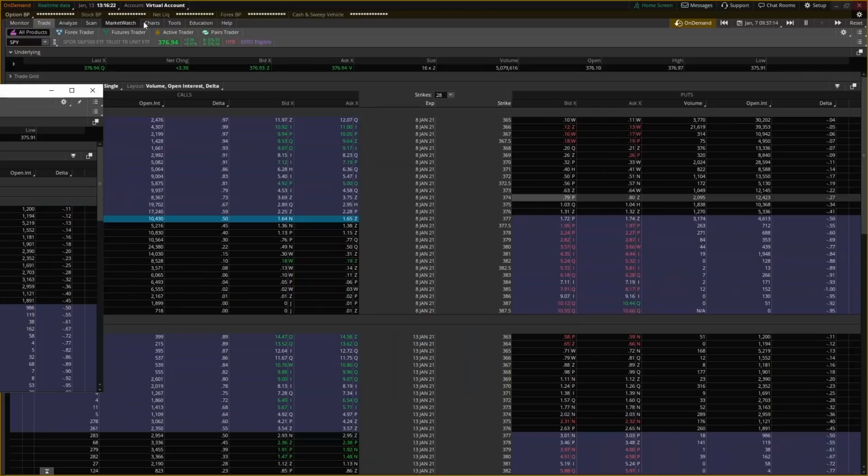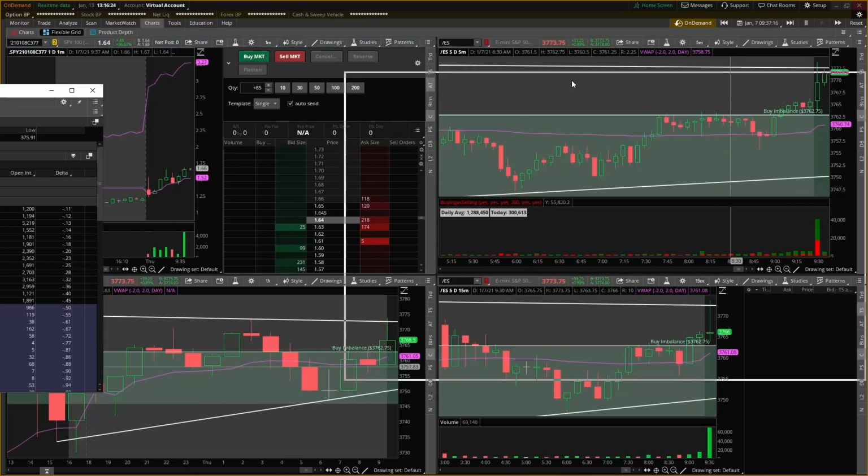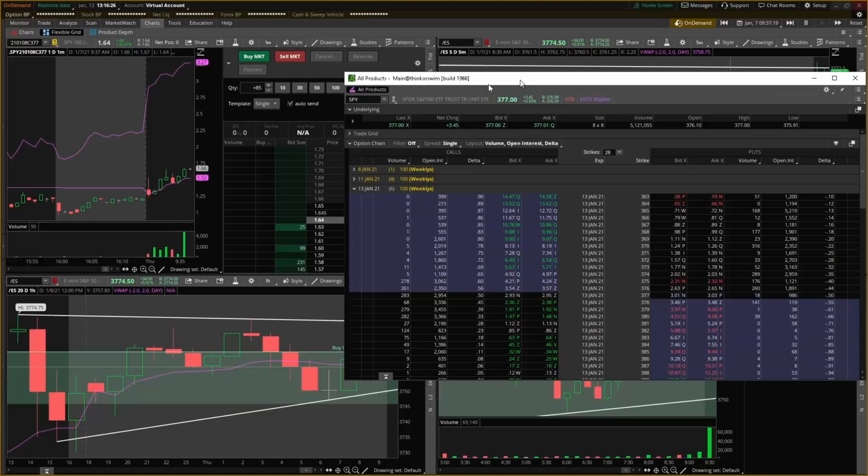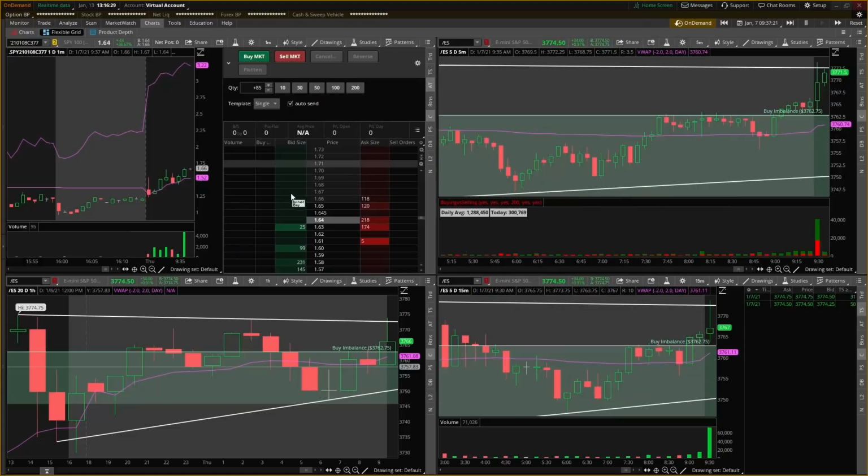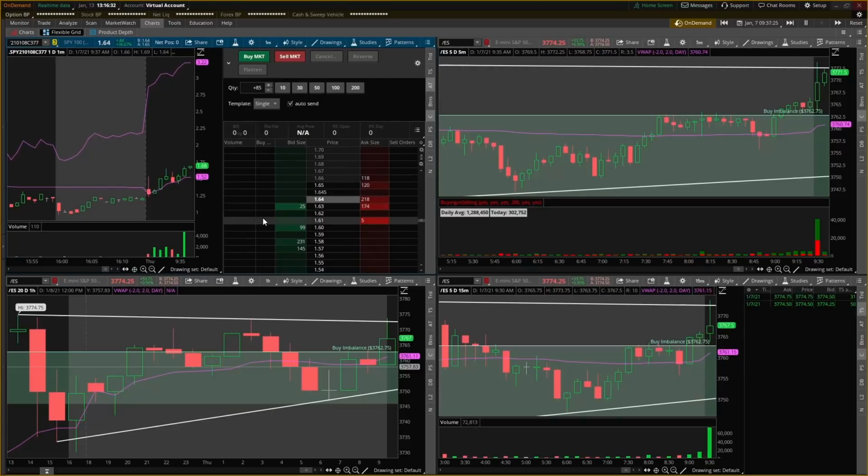Let me just put this over here really fast. And now I could have an option chain and this all at the same time. So let me close this out. And now this is ticking in real time. Again, the quotes are messed up because we are on demand. This is not real trading.